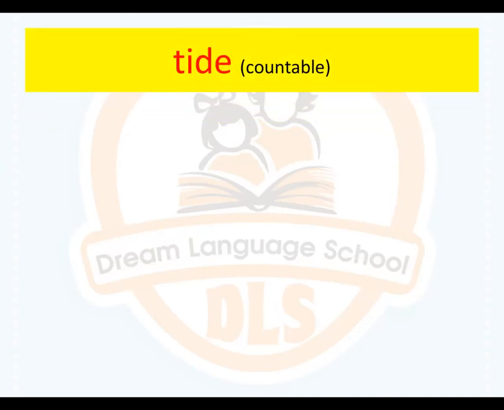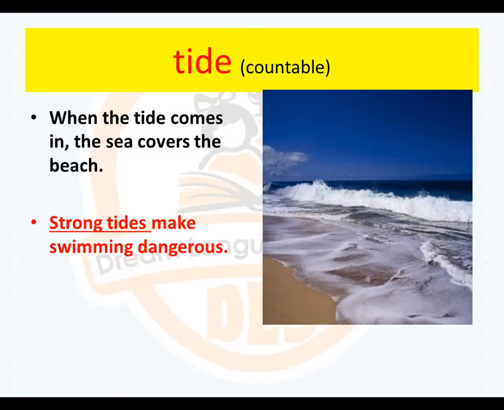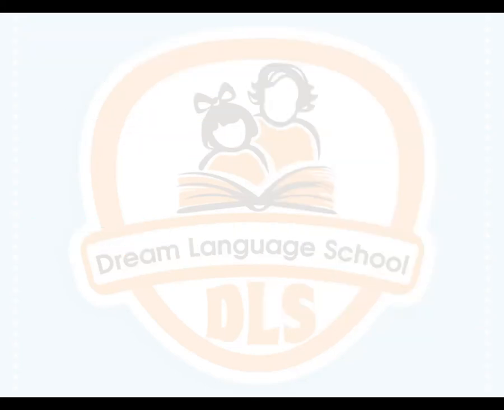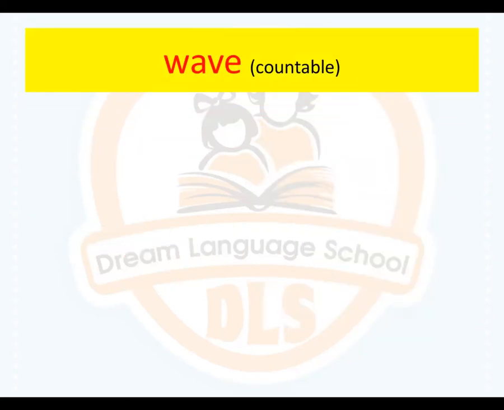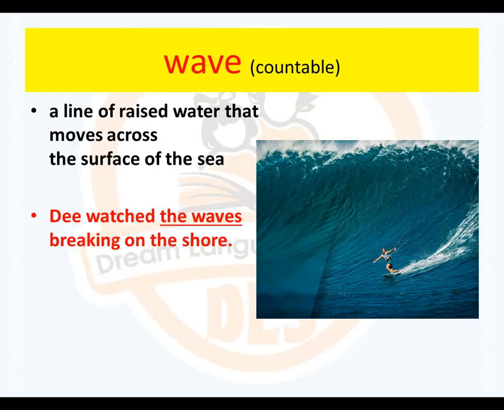Tide. When the tide comes in, the sea covers the beach. Strong tides make swimming dangerous. Wave. A line of raised water that moves across the surface of the sea. For example, Dee watched the waves breaking on the shore.